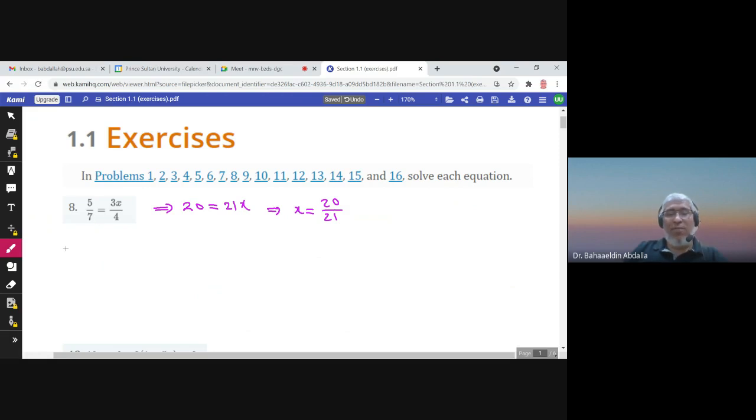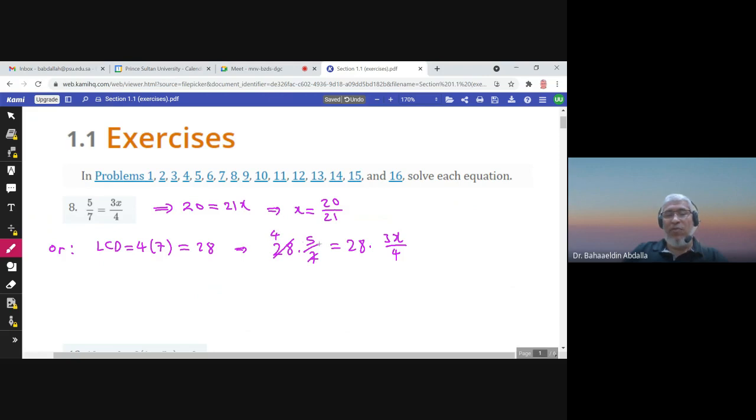Or you can multiply by the LCD. The LCD here is 4 times 7 because 4 and 7 have no common factors. So I will multiply by 28, both sides. So if I multiply the first side, which is 5 over 7, and also the second side, 3x over 4. Now we divide 28 by 7, we get 4.